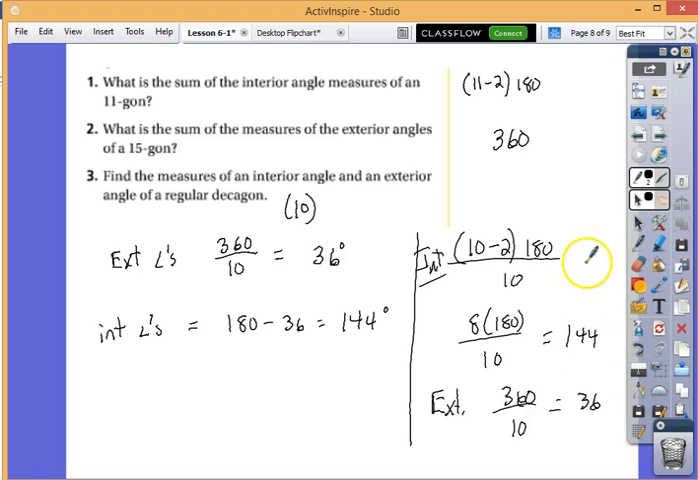A way to check is to add those two together and see if it equals 180, because these have to be supplementary to each other. If you think about it, you're talking about the inside of a figure here, and if this is 144 degrees, then this needs to be 36 degrees because they make a straight line. That's how exterior angles are formed.